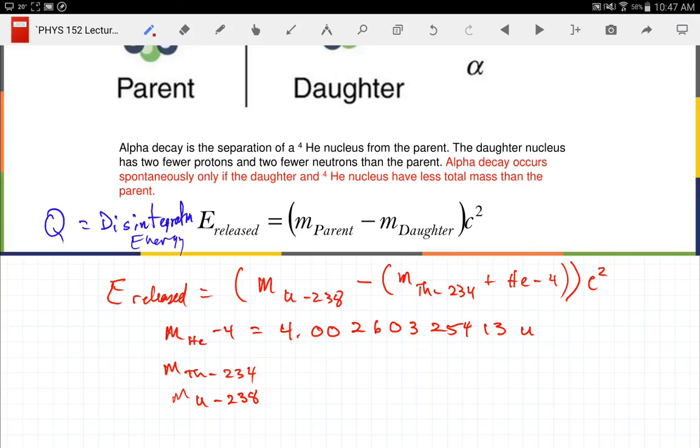So here's uranium. Uranium-238 is 238.0507884 atomic mass units. And the thorium-234 is 234.0436014.